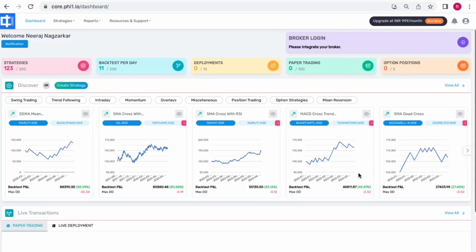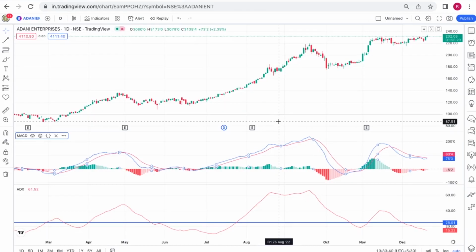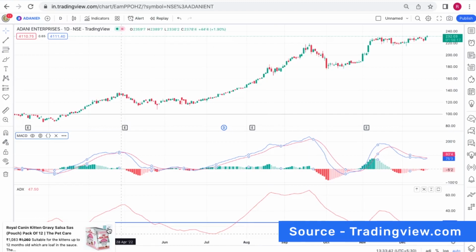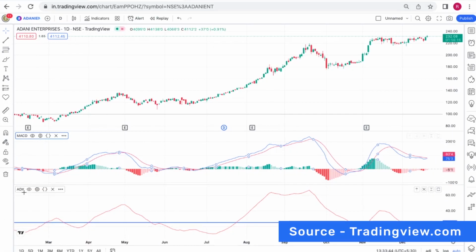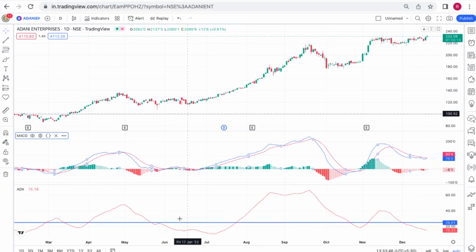In this video, we're going to illustrate a strategy using MACD and ADX. Let's jump straight to the actual chart of Adani to understand the strategy better. Now we've plotted the ADX and the MACD indicators here on this chart.